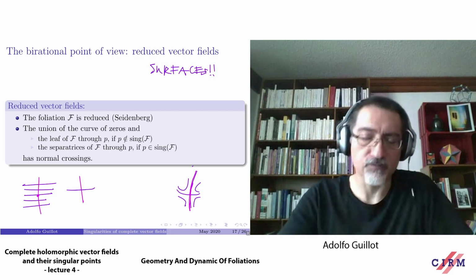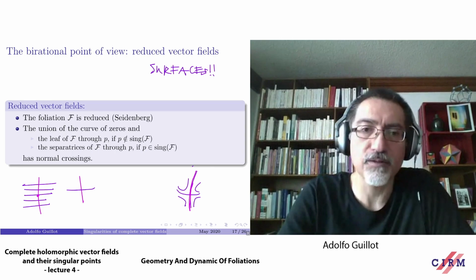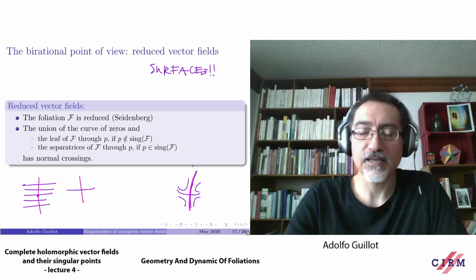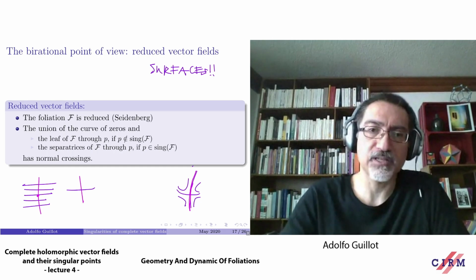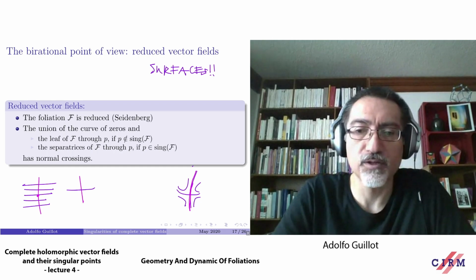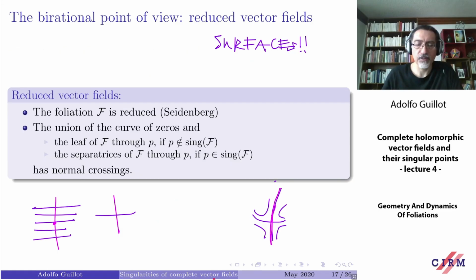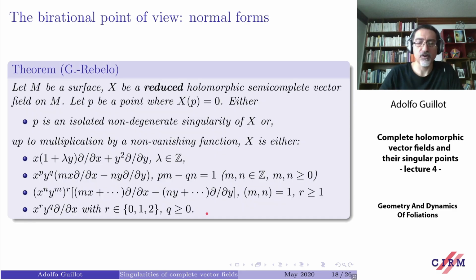Okay, so we have a notion of what reduced vector fields are. Essentially Seidenberg's theorem tells us that we can have reduced vector fields. And the thing is that we can give normal forms in a very concrete way, a very concrete list of normal forms for reduced semi-complete vector fields. Okay, so I have here normal forms.